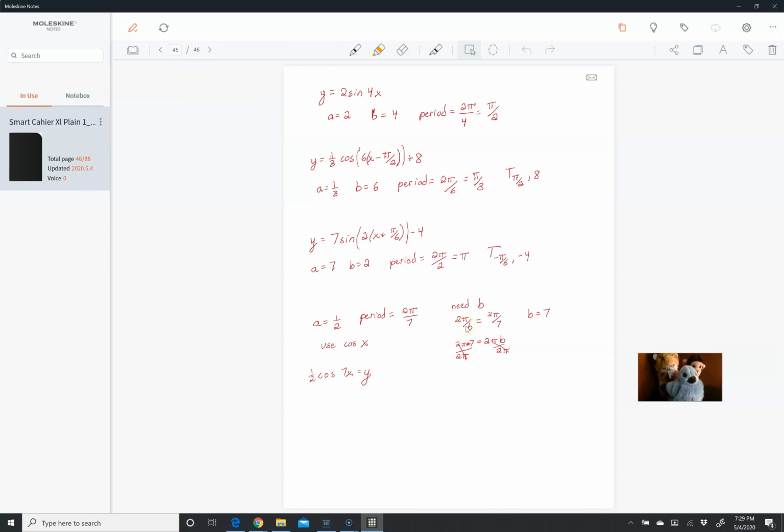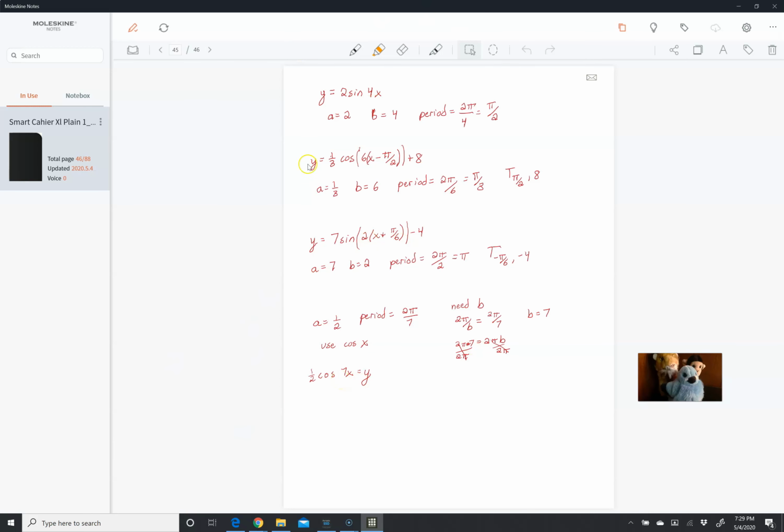So we said, okay, well, 2 pi over b is equal to 2 pi over 7. So we could cross multiply, and that's going to help us solve for b. So we have 2 pi times 7 equals 2 pi times b. So we divide by 2 pi on both sides in order to solve for b, and we get b equals 7. So that's a horizontal shrink. So we multiplied our x by 7.